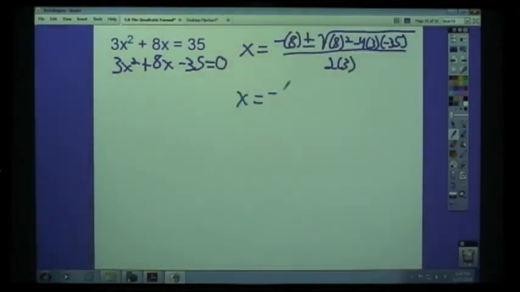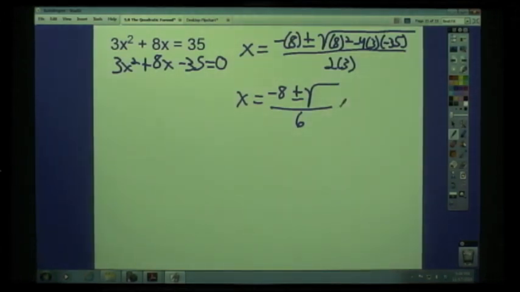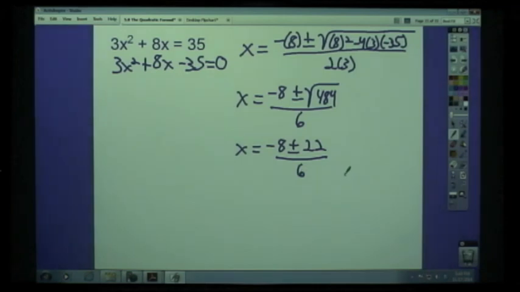And so you're going to get negative 8 plus or minus. On the bottom you're going to get 6. And inside the square root you're going to have 8 squared minus 4 times 3 times negative 35. When you do that, you're going to get 484. When you take the square root of that, that's going to be 22. This one actually ends up being a nice perfect square. You know what that means? That means you could have factored this guy and probably saved a lot of time. I know, bad time to find out now, right?